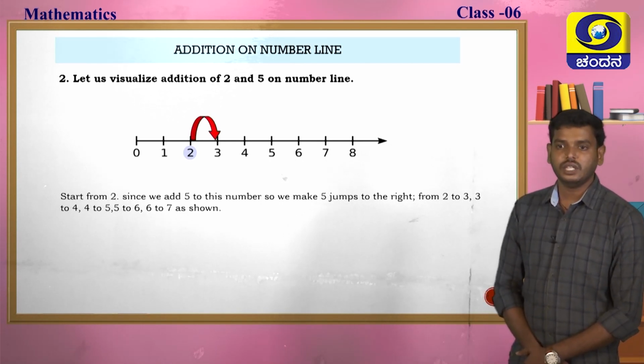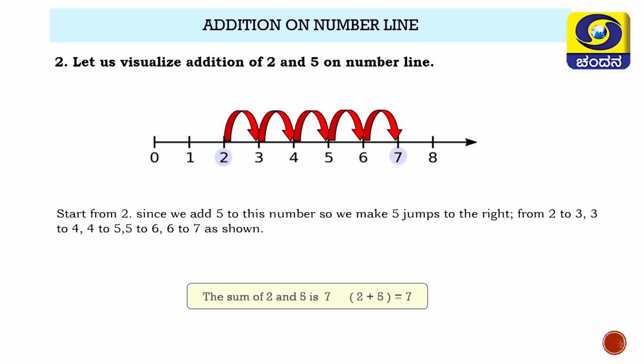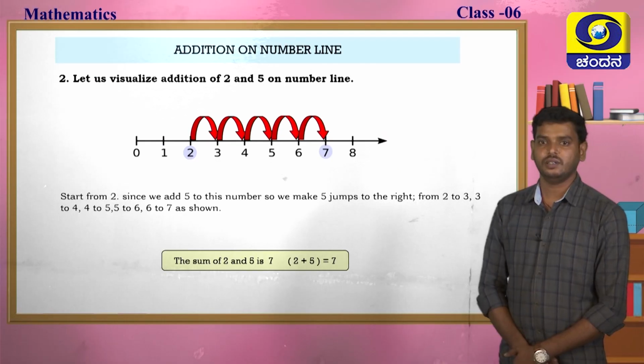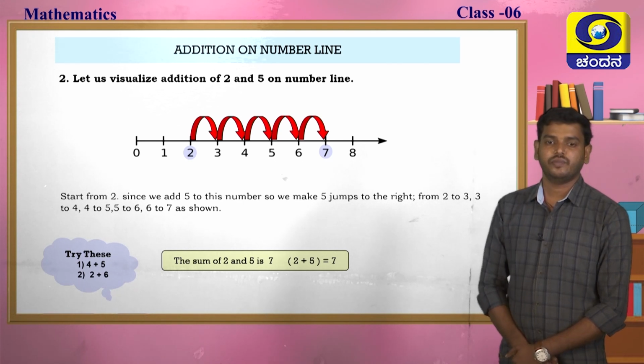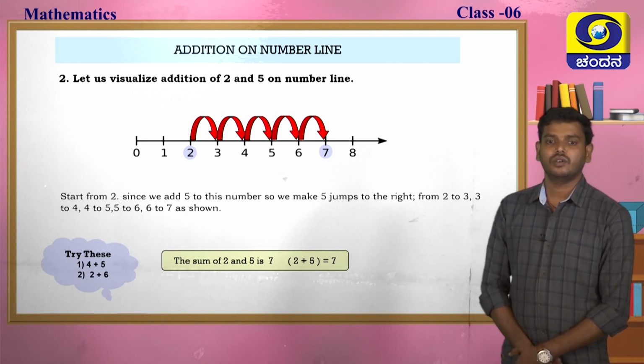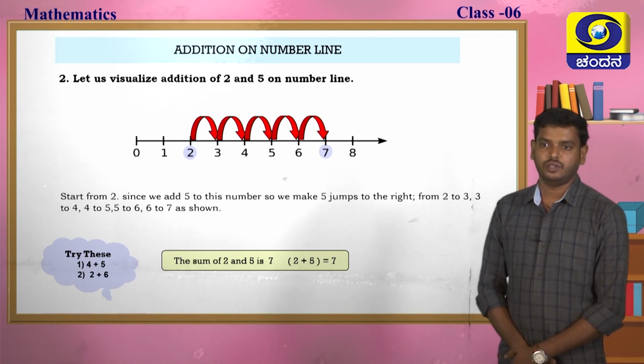The first jump is 2 to 3, the second jump is 3 to 4, the third jump is 4 to 5, the fourth jump is 5 to 6, the fifth jump is 6 to 7. Yes, we have done 5 jumps and reached the number 7. By this you can say that the sum of 2 and 5 is 7, that is, 2 plus 5 is equal to 7. I hope you have understood, children. The addition on the number line is clear now. Is it correct? So, let's try these sums on the number line, children. I will give 2 sums: one is 4 plus 5 and another is 2 plus 6. I hope you will solve them and get the answer.